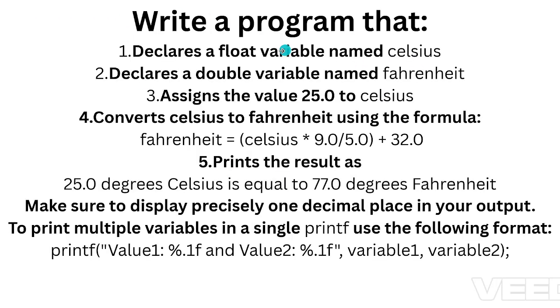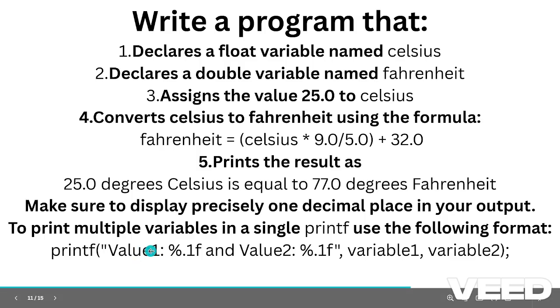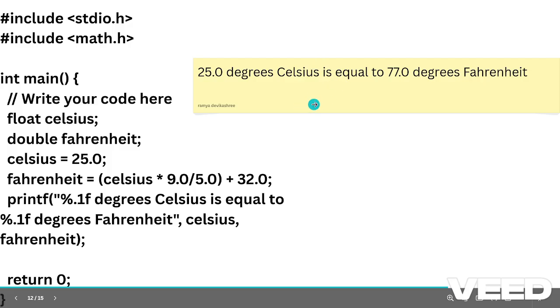Declaring float Celsius and double Fahrenheit. Celsius is equal to 25. Then we apply the formula, using percentage 1f for float, and percentage dot 1f or lf for double. The first value given is Celsius, and the second variable is Fahrenheit. That is the output you will get like this.